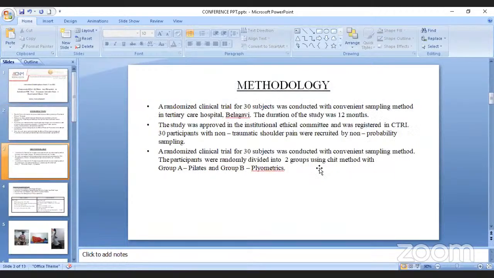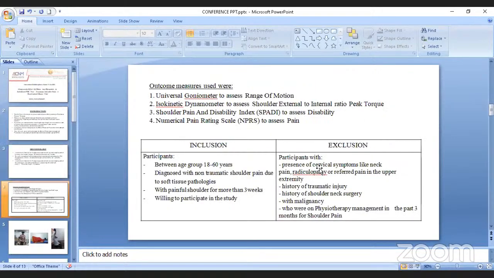Methodology: a randomized clinical trial of 30 subjects was conducted with convenient sampling method in a tertiary care hospital, Belagavi. The duration of the study was 12 months. The study was approved by the Institutional Ethical Committee and was registered in CTRI. 30 participants with non-traumatic shoulder pain were recruited by non-probability sampling. The participants were randomly divided into two groups using the chit method, with group A being Pilates and group B being plyometrics. The outcome measures were assessed at baseline and after the intervention.